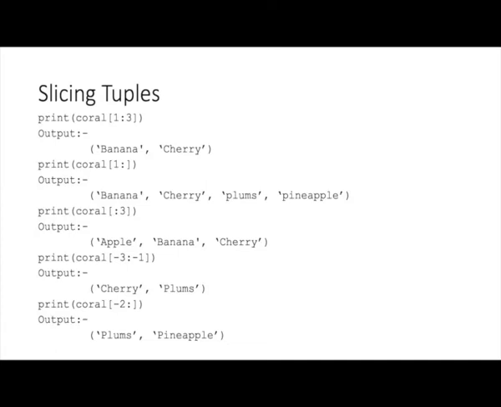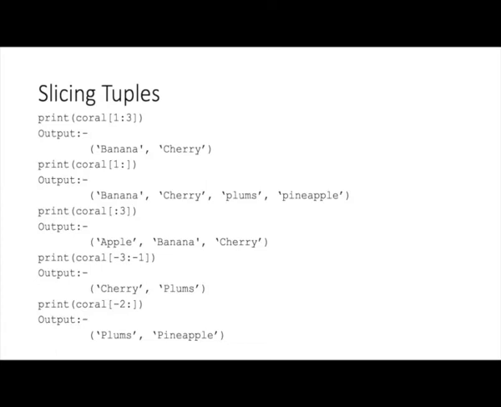You see that for the index values in the square brackets, the first value is inclusive whereas the last value is not inclusive. So, you see that the item located at 3 is not printed. Okay. So, we get only two values as output, that is banana and cherry.